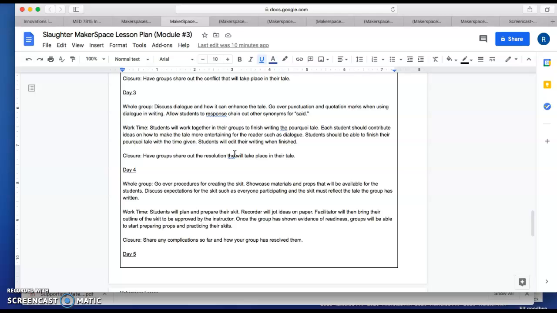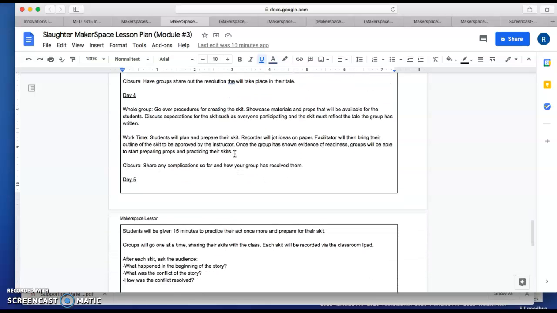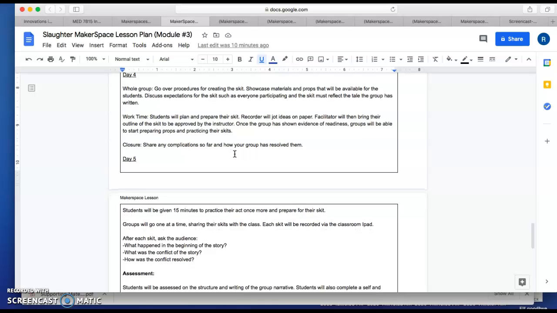During the work time, students are going to work together in their groups to finish writing their pourquoi tale. Each student should contribute their ideas on how to make the tale more entertaining for the reader, such as dialogue. Students should be able to finish their pourquoi tale with the time given, and students will edit their writing when finished. To close out day 3, I will have students share out the resolution that will take place in their tale. And on day 4, as a whole group, we will go over procedures for creating the skit.